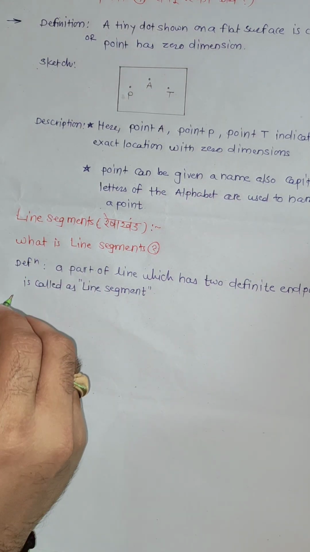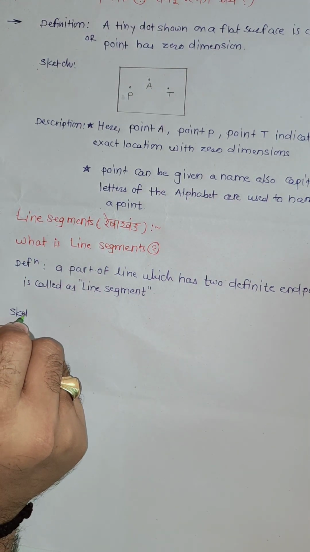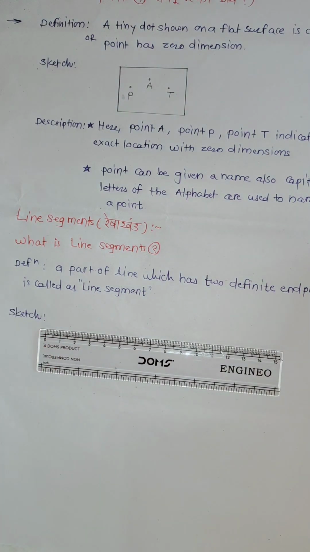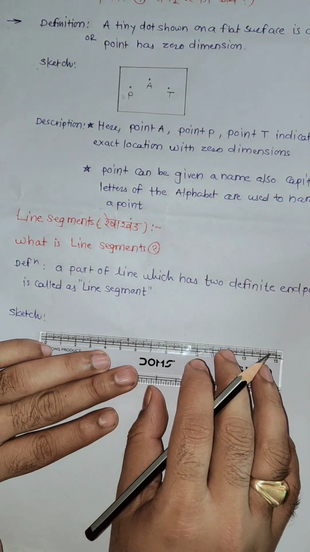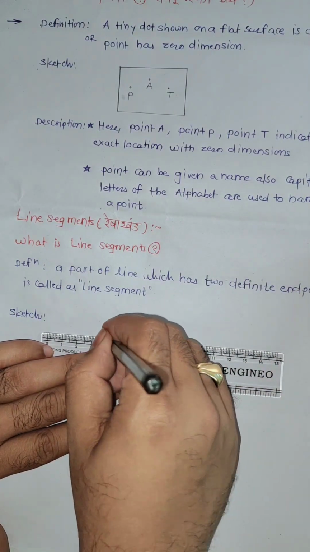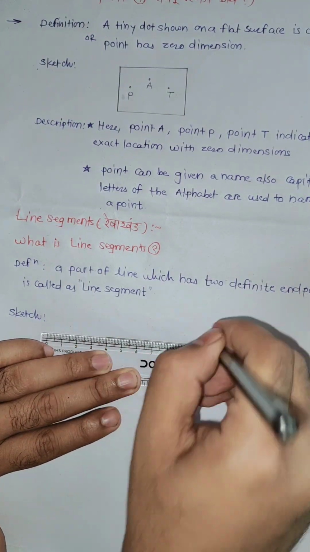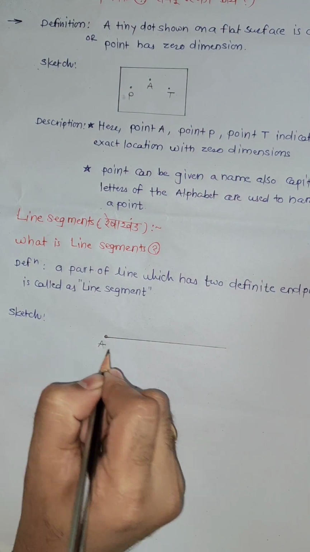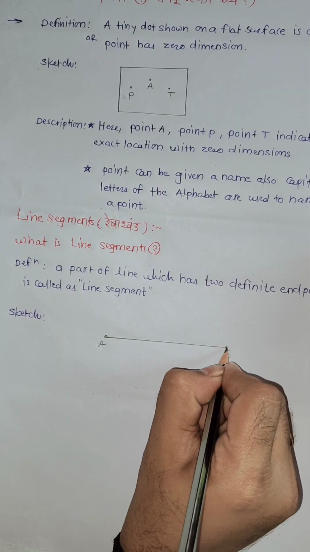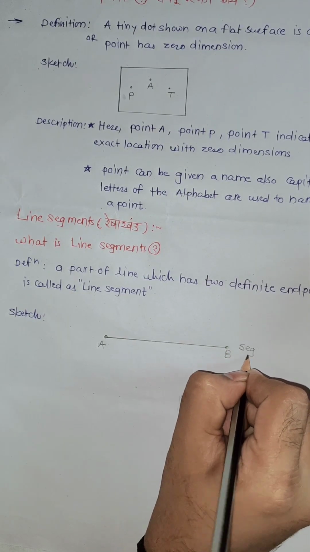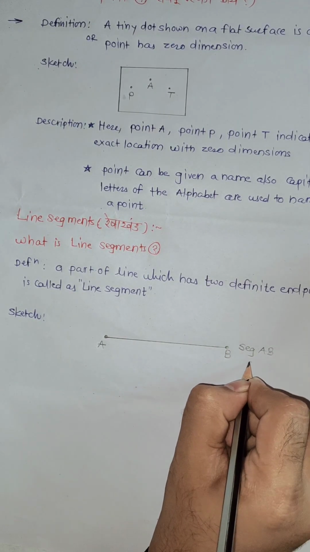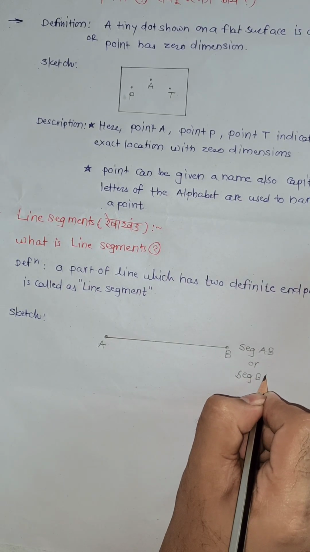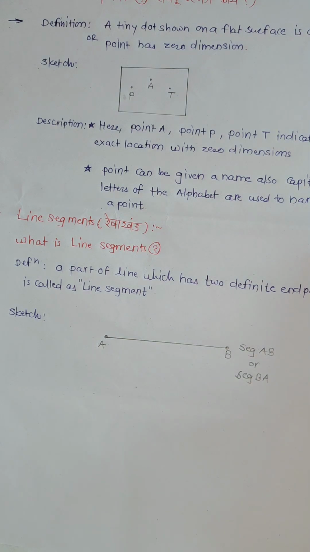What is the sketch for the line segment? First, you take the sketch. With the help of a pencil, we can draw the line segment. Draw the line segment in this way: A and B, segment AB. How to read it, as segment AB or segment BA? Segment AB means segment BA. Clear? One and the same meaning at all.